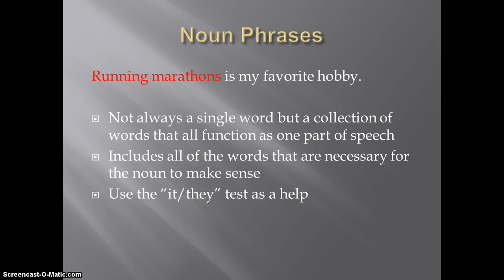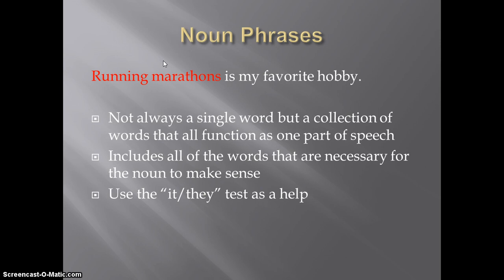Let's see here. Okay, something the book I don't believe mentions is the it-they test. So if you can replace a noun phrase with it or they, it's probably a noun phrase. So if you were to take out running marathons and just use the pronoun it, the sentence would read, "It is my favorite hobby." Does that make sense? Yes, it does. So running marathons is a noun phrase. Okay, does that make sense?